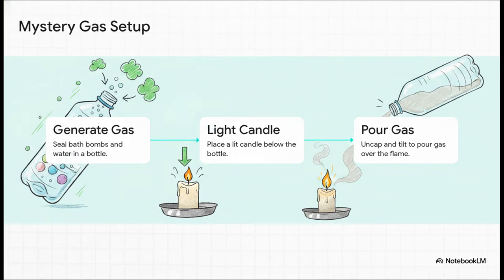Okay, here is our really ingenious experimental setup for the unknown gas. Step 1, we seal some mini bath bombs in water inside the plastic bottle to build up a nice concentrated amount of our mystery gas. Step 2, we light a small candle and put it in a pan directly below the bottle. And step 3, we take the cap off and gently tilt the bottle sideways. The whole trick here is to carefully pour the invisible gas out of the bottle and over the flame, without spilling a single drop of the liquid water that's still inside.